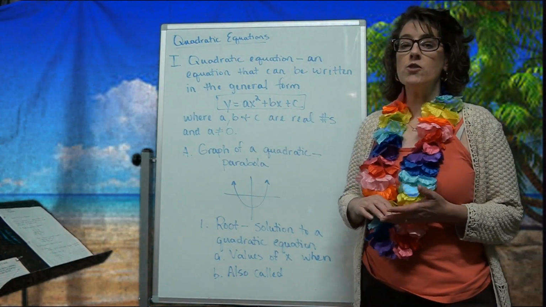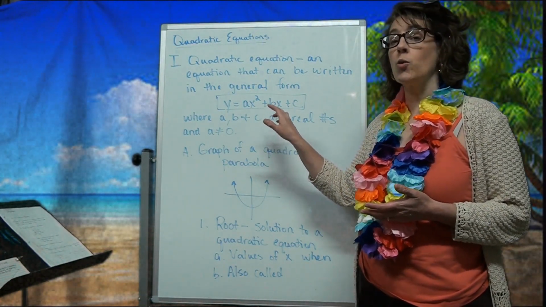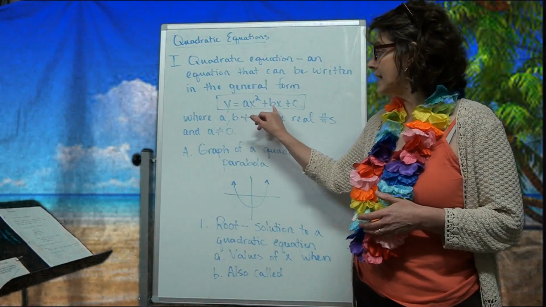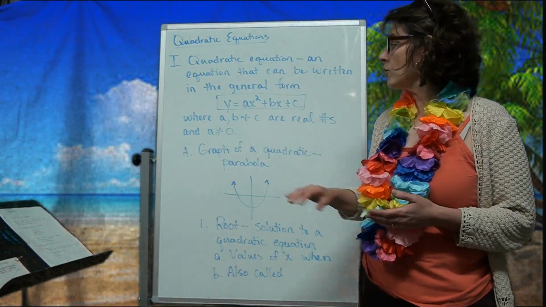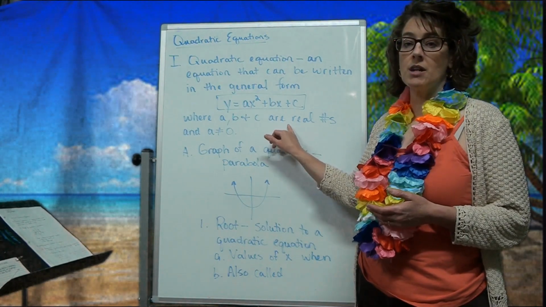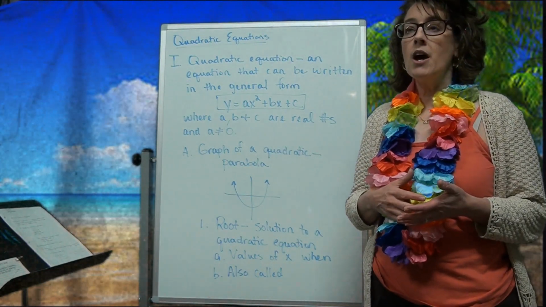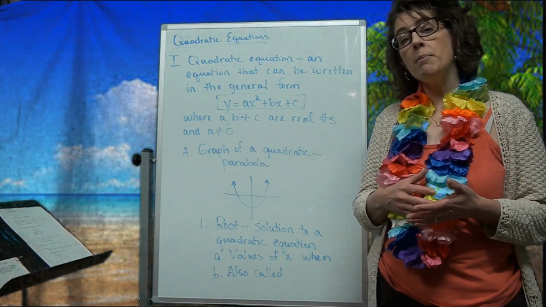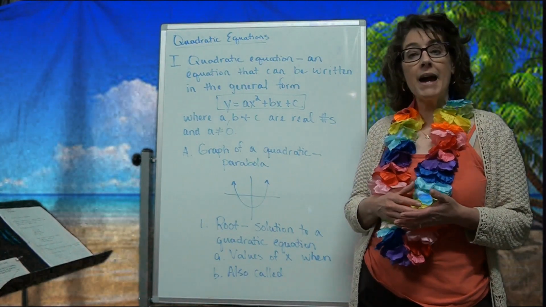The important thing to understand here is that when you take a look at this equation, the only things that are going to be variables are going to be the y and the x. The a, the b, and the c are going to be numbers. And in fact, they're going to be real numbers, as you can see stated right here. This is important because you just took a look at complex numbers. And we now understand that complex numbers are imaginary numbers.